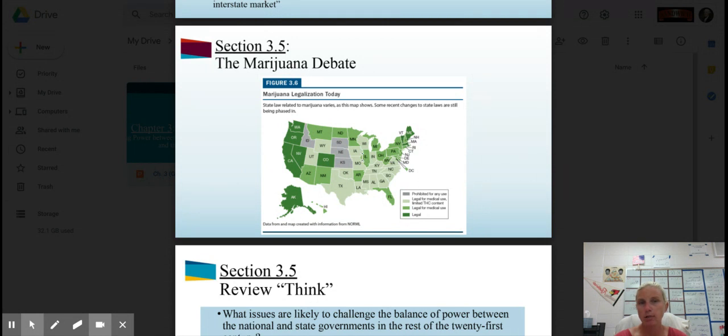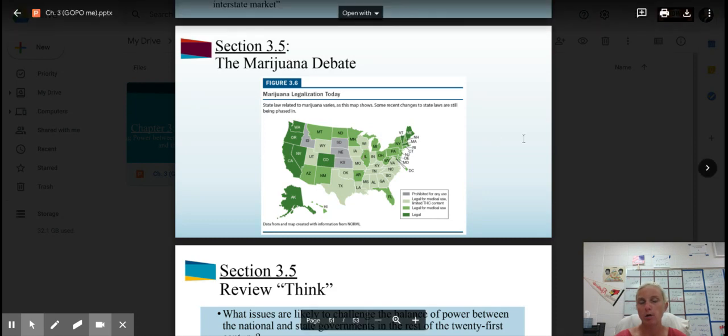This is just showing states that allow it for medicinal and recreational use. It's a teeny bit outdated because we just got this in January. We are dark green now. We are one of the states that allows it for recreational use too.